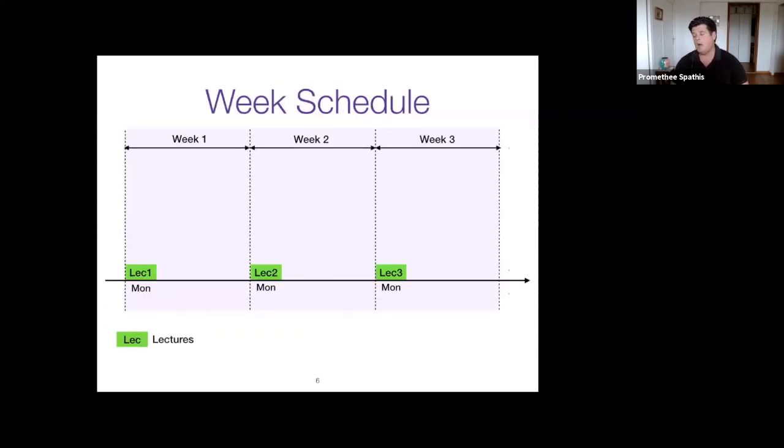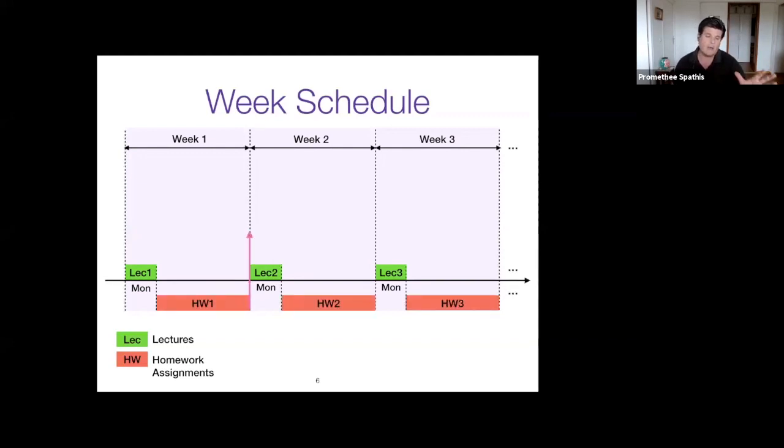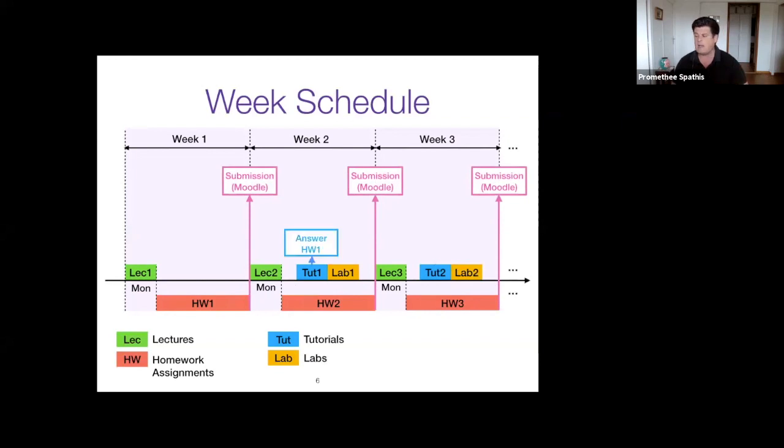This is a typical weekly schedule. The lectures are every Monday. At the end of each Monday lecture, there is a homework assignment, which is a quiz on Moodle that they need to take and submit on Moodle. During the week following the homework and the lecture, there's a tutorial and a lab. During the tutorial, the TA gives the answers to the homework assignments. The lab is time limited, and during that period they need to report on Moodle the results that they gained. This is a typical schedule, week after week, for a duration of 11 weeks, which is the full term.